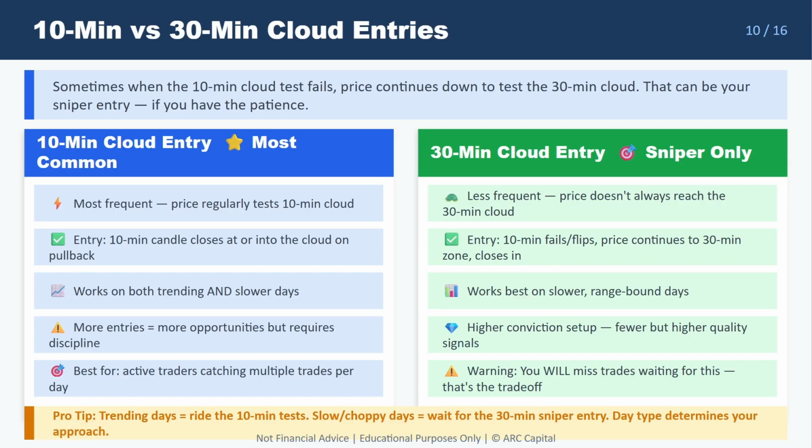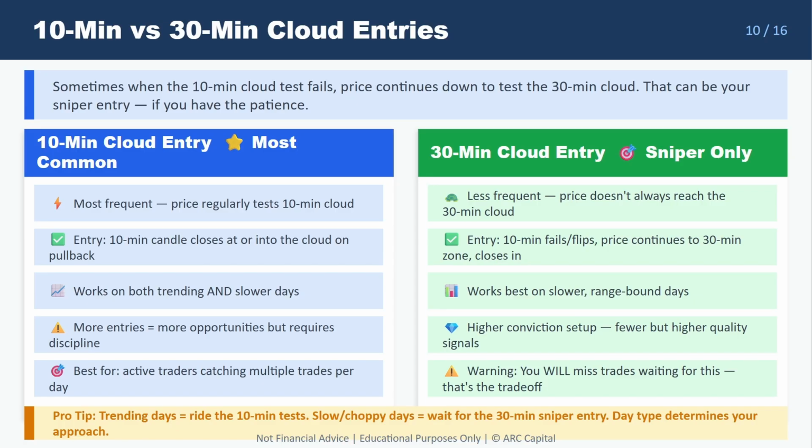So the 30-minute works best on range-bound days. A higher conviction setup, fewer but high quality signals. Warning: you will miss trades waiting for this. That's the trade-off. Pro tip: trending days equals riding the 10-minute test. So riding the 10-minute clouds, any 10-minute test is a buy.